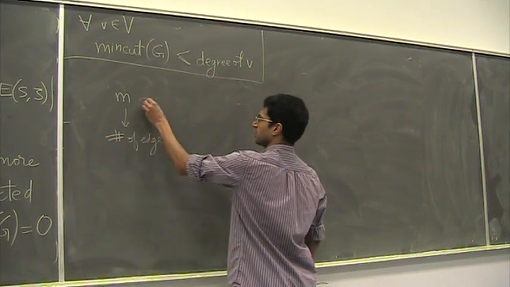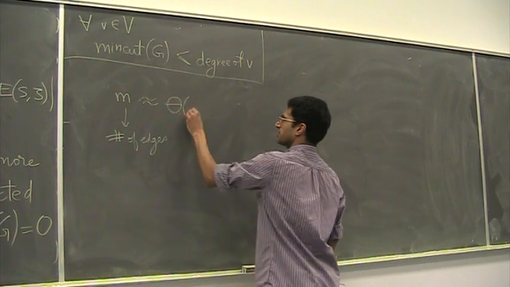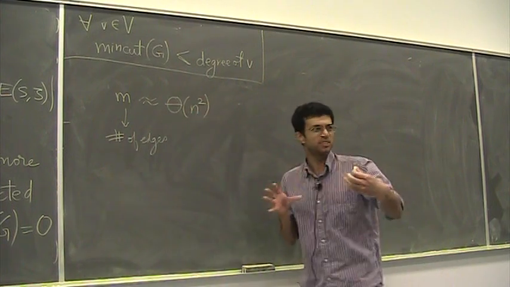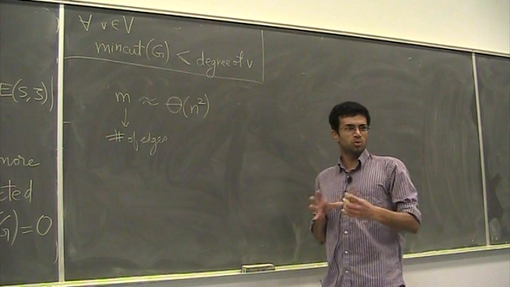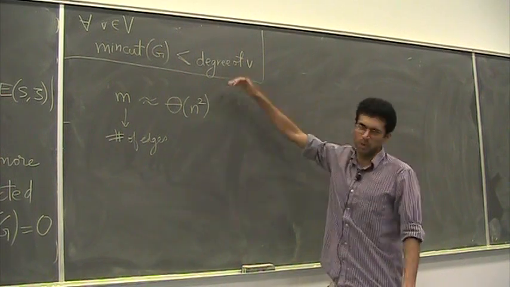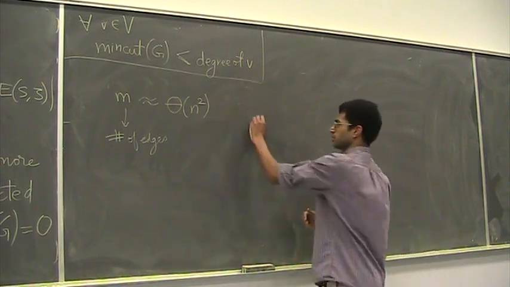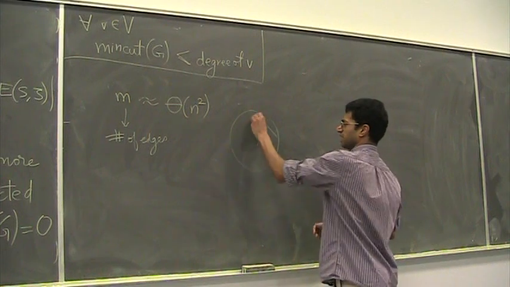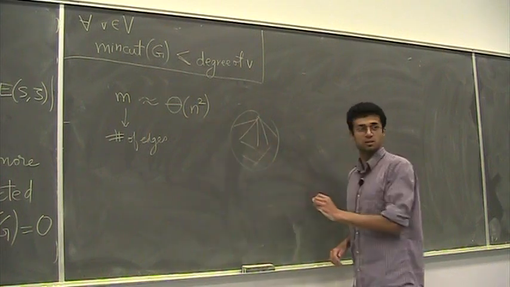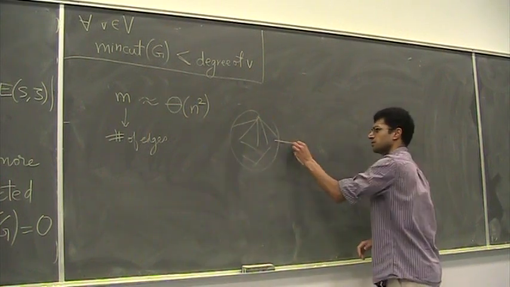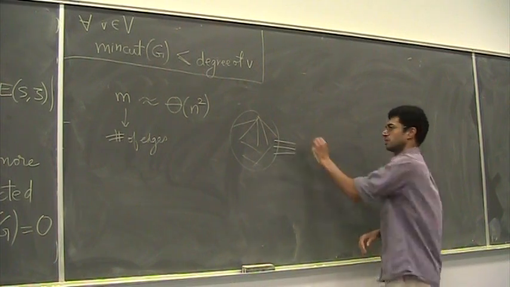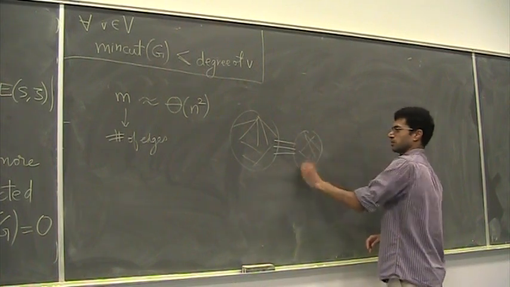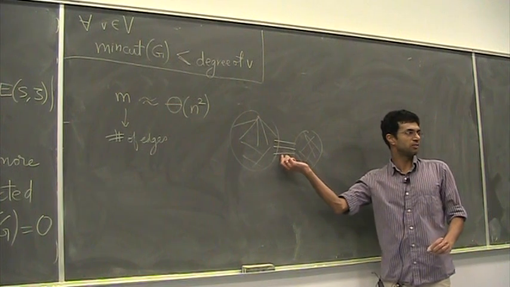Think of that as something like some kind of theta n squared. So it's a dense graph, right? You have a graph where most of the degrees might be like n. Most of these are probably connected to many other things, but you have this little bottleneck, and then there are a bunch of things that are all connected to each other. Here, you're trying to find this sort of bottleneck.